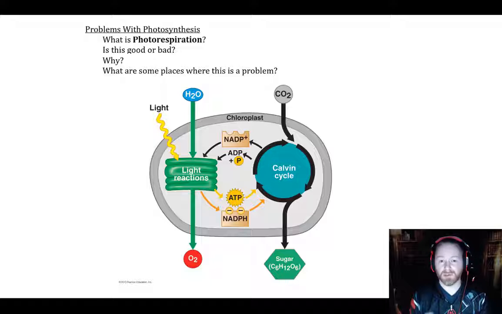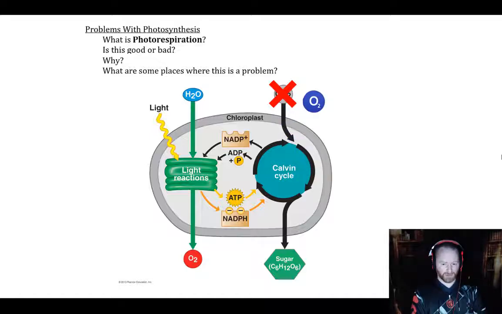So CO2 can come in, some of the O2 that it's made can diffuse out, but O2 can also diffuse in because there's also oxygen in the air. And when you think about it, CO2 is not very much different from O2. So what happens when CO2 is replaced by oxygen? Well, remember, we need the CO2 because we need the carbons to make the glucose molecule. But oxygen is very similar to CO2, and it can actually take the place of CO2 in the Calvin cycle.